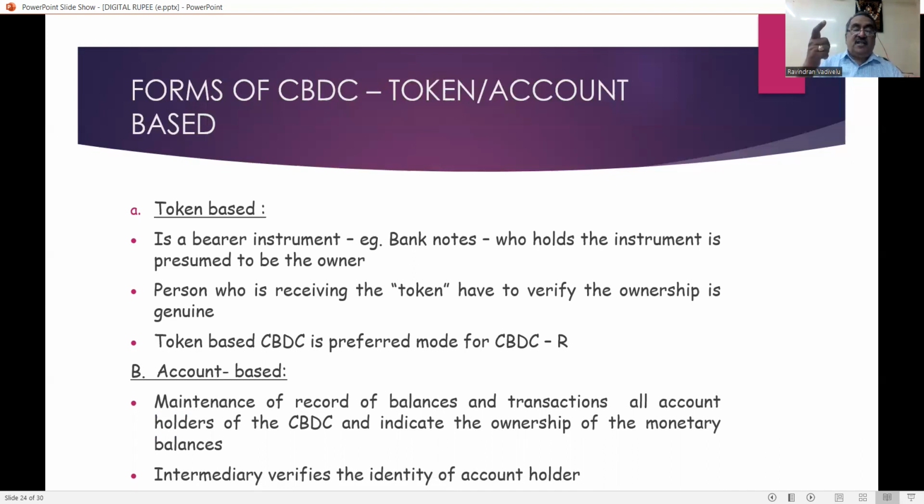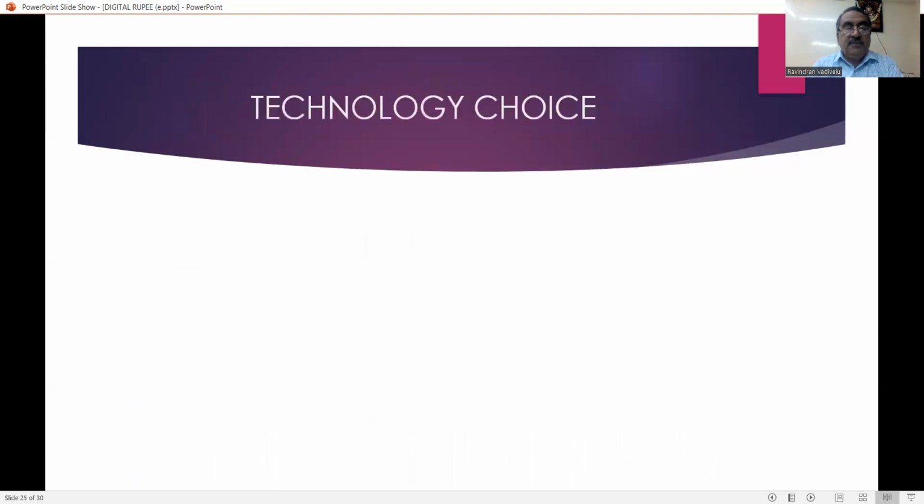See, in the first system, token based, the owner who is holding the banknotes should know that it's a genuine one and that I am the owner. That is, the person who holds the notes is the owner. Here, in the account-based system, the intermediary has to verify the genuineness or identity of the account holder.